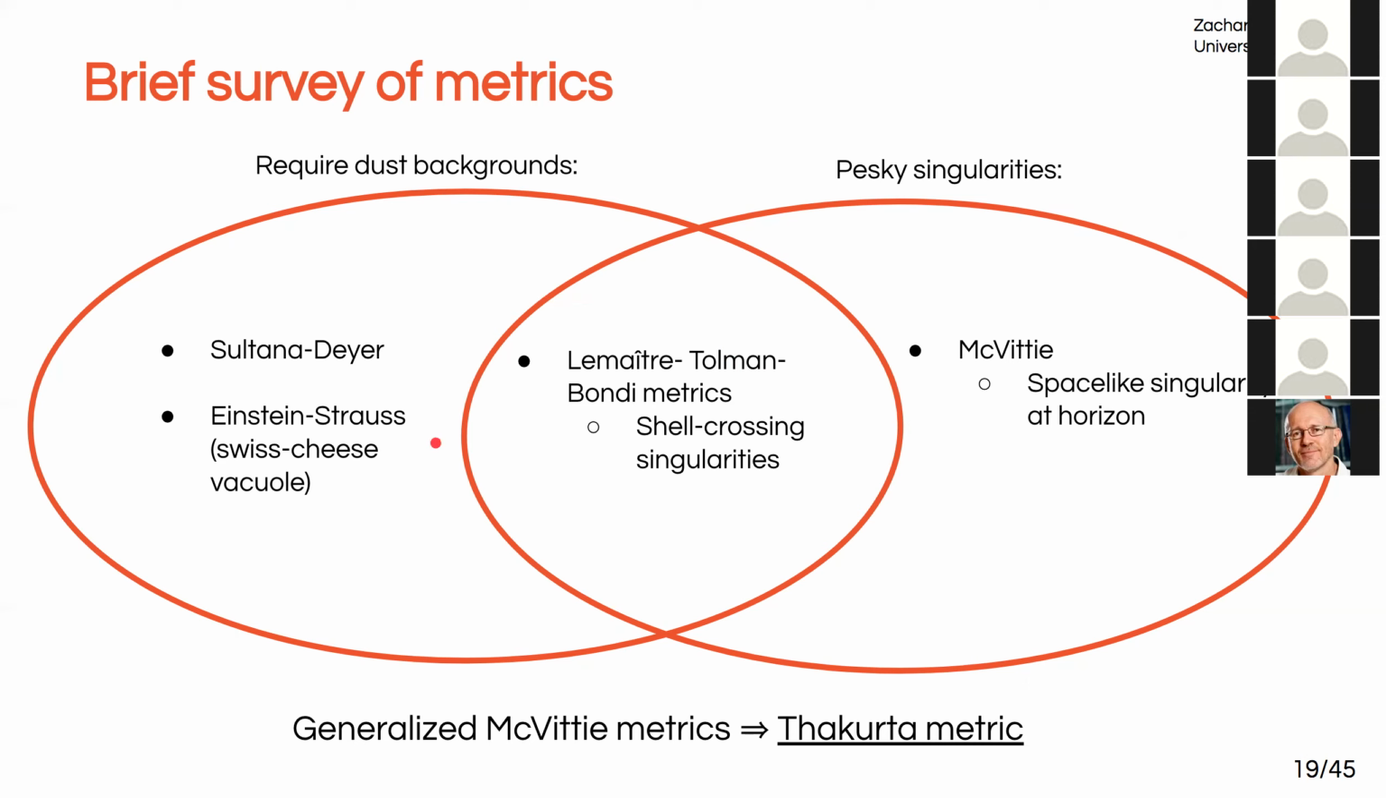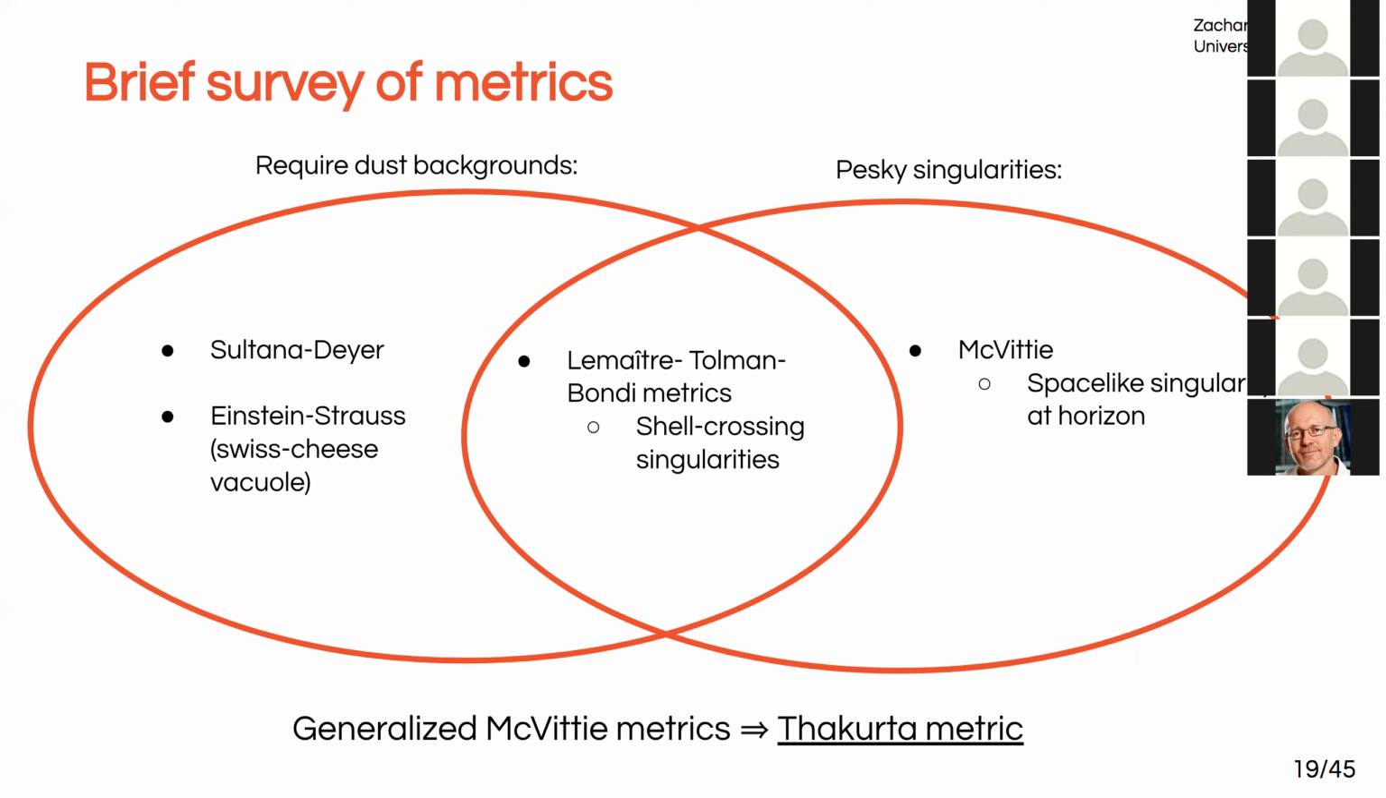So the most famous one is maybe this Einstein-Straus solution, the Swiss cheese vacuole, which just takes a Schwarzschild solution and stitches it into FLRW at some radius. But if you want to match the pressure conditions properly at the boundary, it needs to be in a dust background, so it's not useful earlier on. The other famous one is this McVittie solution, which is very old, I think from the 1930s. But this one, unfortunately, has a space-like singularity at its horizon. It's a very general central inhomogeneity sourced by a perfect fluid, just like the FLRW metric.